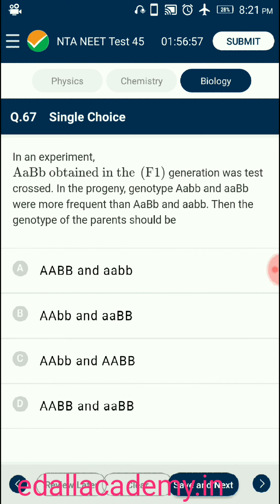Since capital A, small b and small a, capital B, small b are more frequent, it means in parental condition dominant and recessive alleles are present together. In parental condition, capital A, small b and small a, capital B are present, representing trans condition of linkage. So the answer for this question is option B, capital A, small b and small a, capital B.